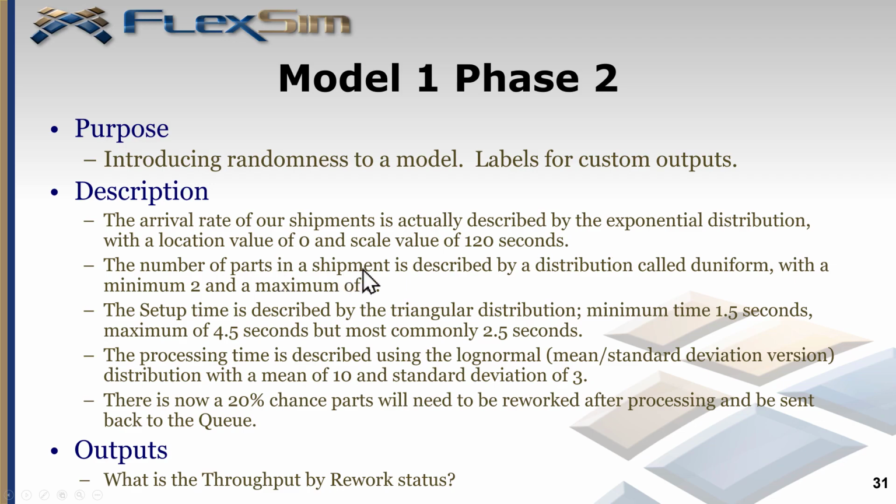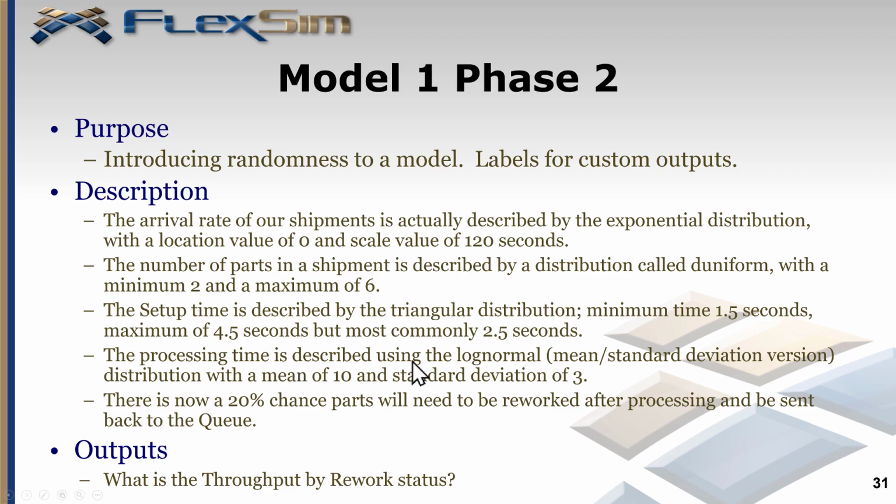The number of parts in a shipment, instead of being exactly 4, as it was in phase 1, is now going to be described by a distribution called D-uniform, D for discrete, uniform distribution, with a minimum of 2 and a maximum of 6. So it's got a range, equal probability across that range. The setup time is described by the triangular distribution, and the 3 parameters you need for that are a minimum of 1.5, a maximum of 4.5, and a most common value, otherwise known as the mode, of 2.5 seconds.